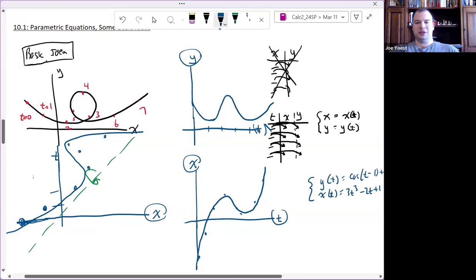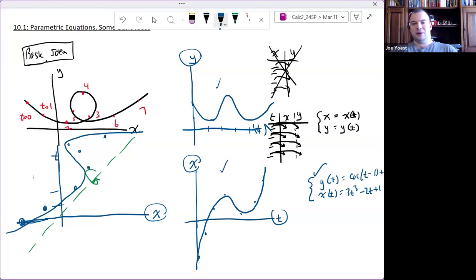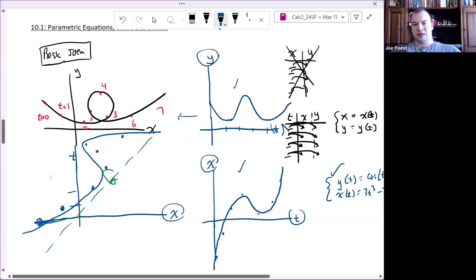Now, typically, we wouldn't be going this direction. Typically, we might be going the other direction. We might be given a relation like this. We might think, how would these x of t and y of t individually contribute to the overall picture? And then we might try to stitch them together to get a picture like this.